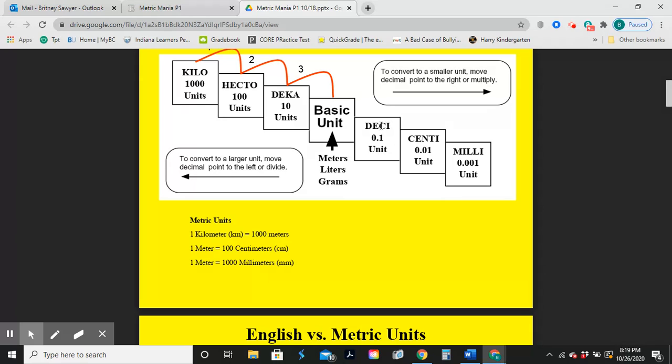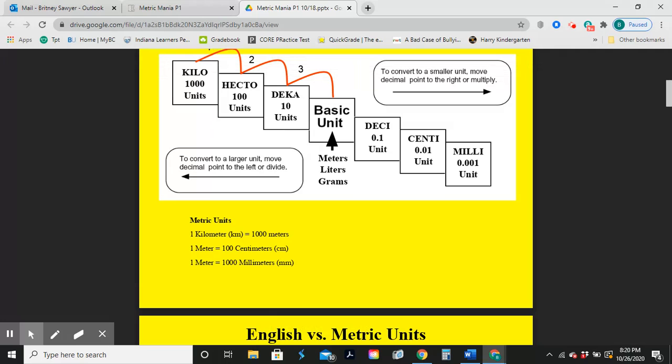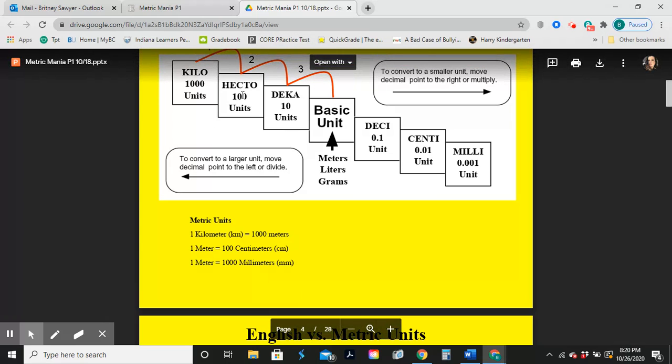So when you're looking at it, you're going to think 1/10th is going to be getting smaller. 1/100th is going to be smaller than this. 1/1000th is smaller. Now here you're going to have 10 times as much as tens, then 100 times more, and then 1,000 times more.